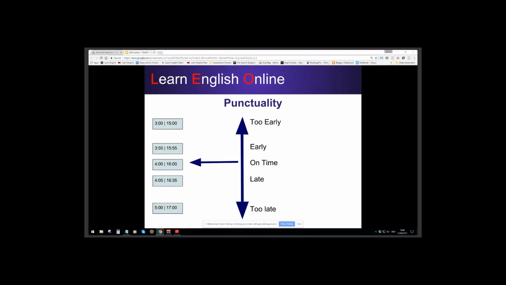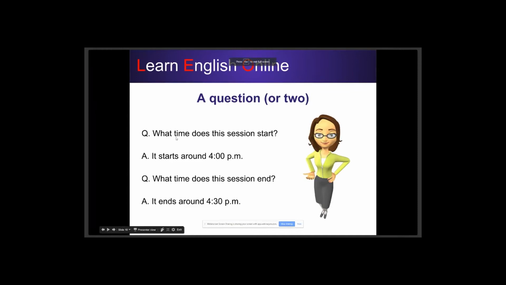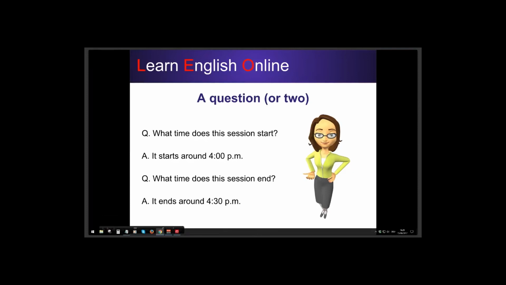So when we were looking at our sessions, we talked about what time, there's the question, does this session start? It starts around 4 o'clock in the afternoon, 4 p.m. Okay. What time does it end? It ends around 4:30 in the afternoon, 4:30 p.m. Around means a few minutes before or after. I sometimes say ish, 4-ish.